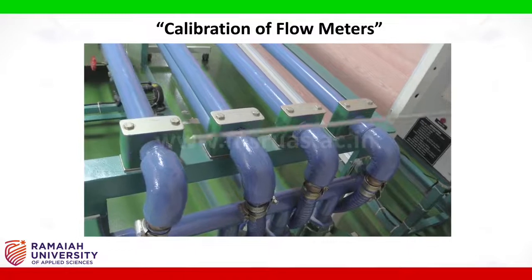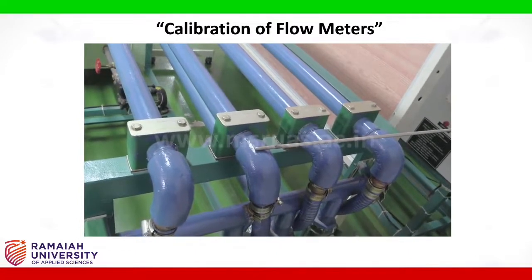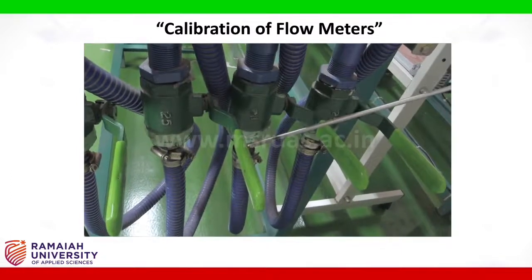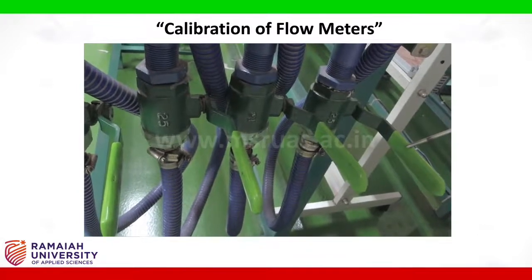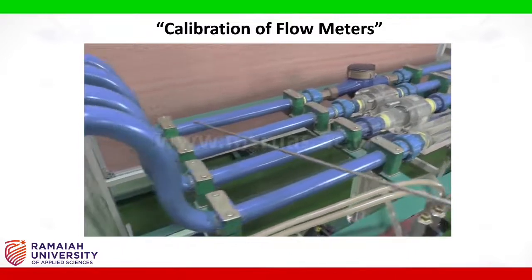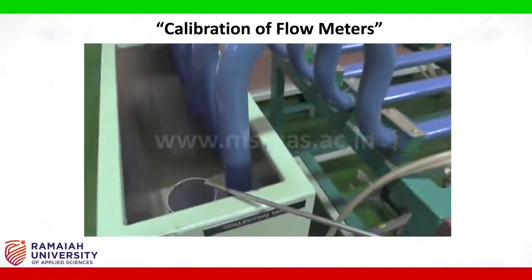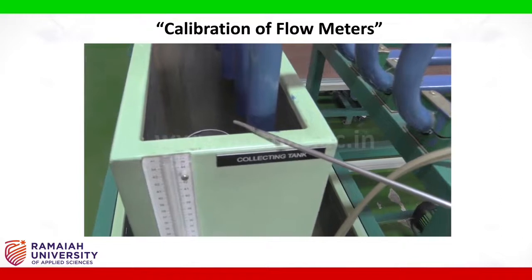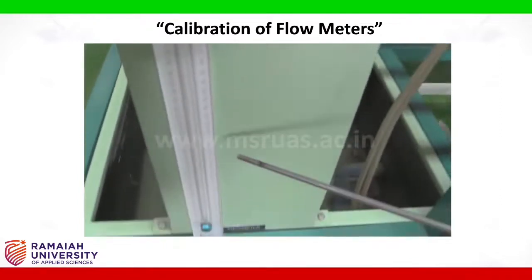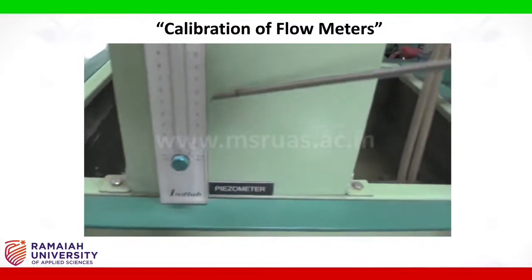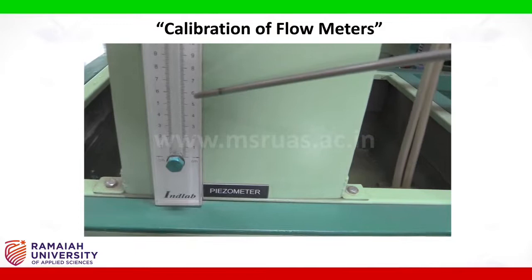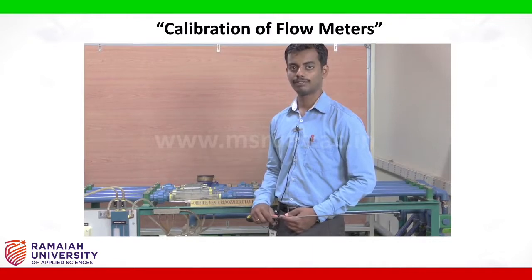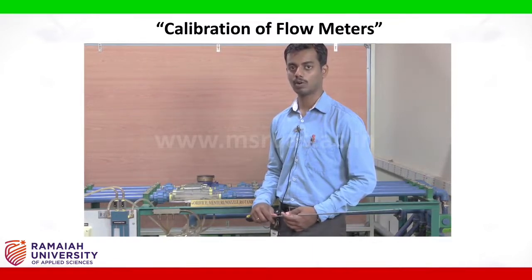On each of the pipelines, we have individual isolation valves which can be either opened or closed in order to allow the flow only in that individual pipe. Further downstream of the flow meters, it is connected to a collecting tank where the water can be collected and measured. This measurement is done using a piezometer, using which we can calculate the actual discharge of the flow through the pipe.